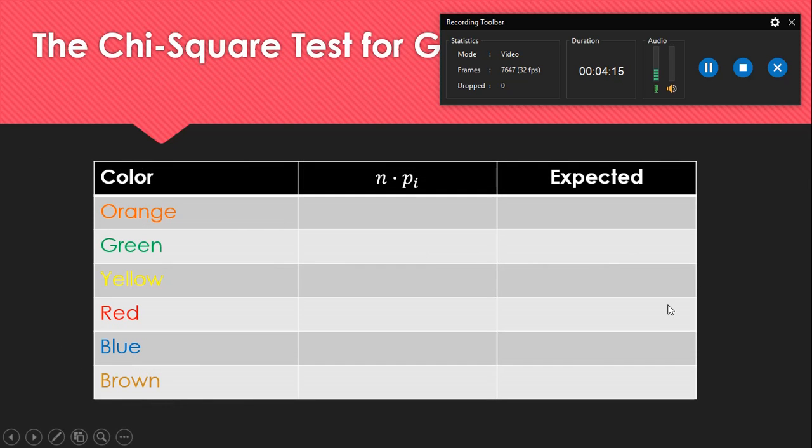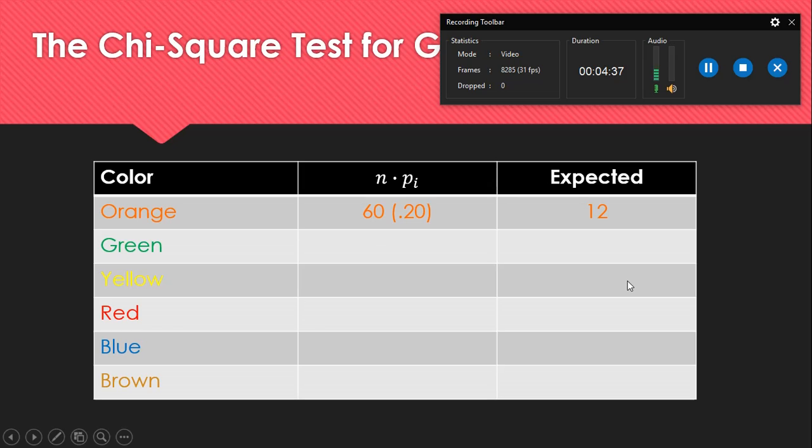Remember, you can stop the video at any time if you want to calculate any of the examples on your own and then check. We're going to start with our expected count for orange. Remember, n is our sample size, and there were 60 in the bag, and the probability of orange was 20%. So that means we expect to see 12 orange M&Ms.